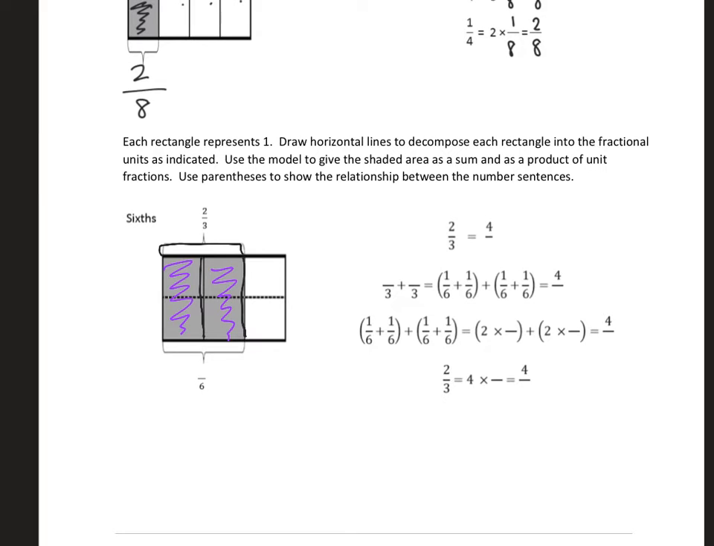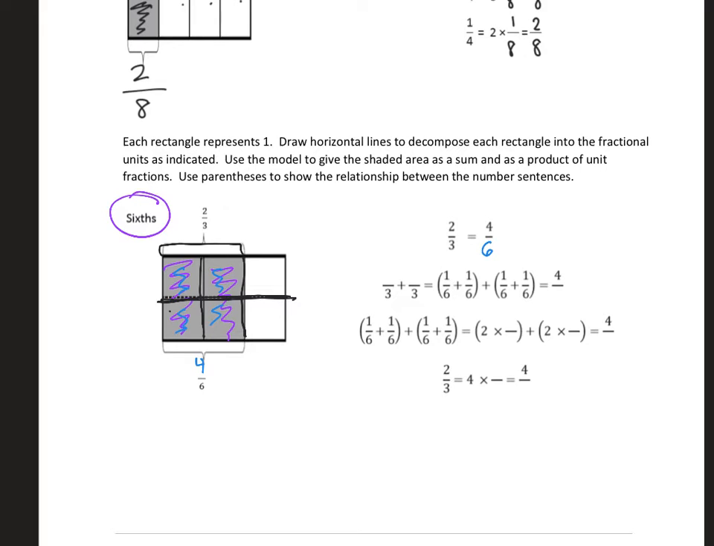Then they said, okay, I want to make an equivalent fraction. So it says I need to split this up and make sixths. So I need to have 6 total pieces. So I'm going to draw one horizontal line, and now I have 6 total pieces. And now I can see that I have 1, 2, 3, 4 pieces shaded in. So that means that 2/3 is equivalent to 4/6.